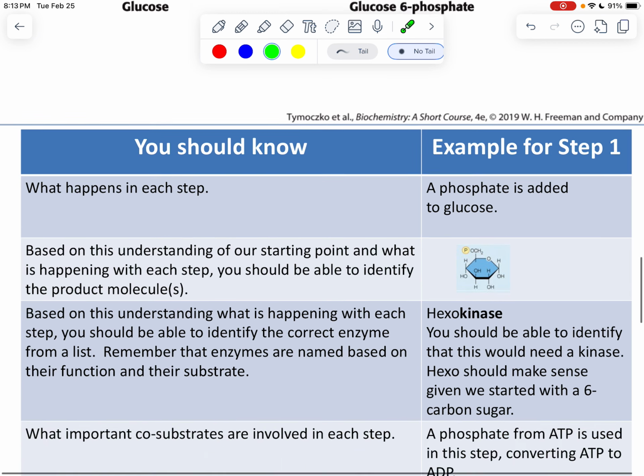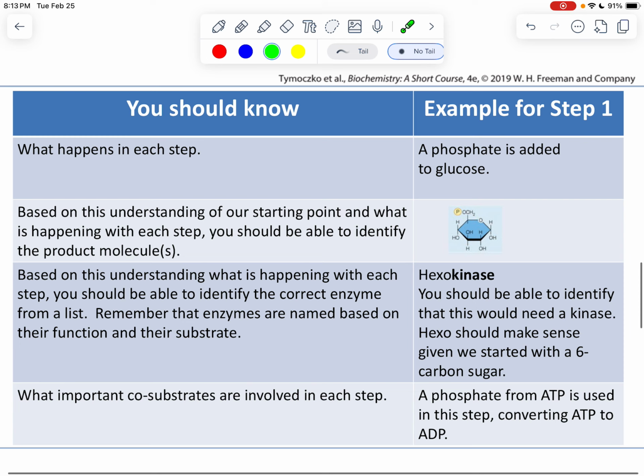Okay, also based on your understanding of what happens in each step, you should be able to identify the correct enzyme from a list. So remember that enzymes are named based on their function and their substrate. So for example, in step 1, it's hexokinase. All right, well, kinase. Kinase should make sense. We're adding a phosphate, we're transferring a phosphate to the molecule, hexokinase.